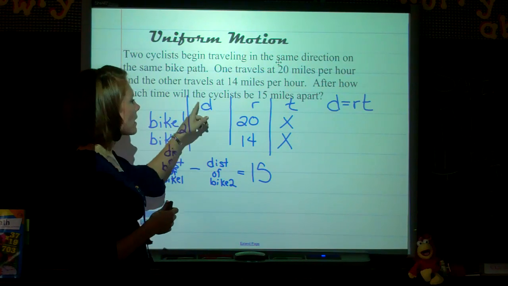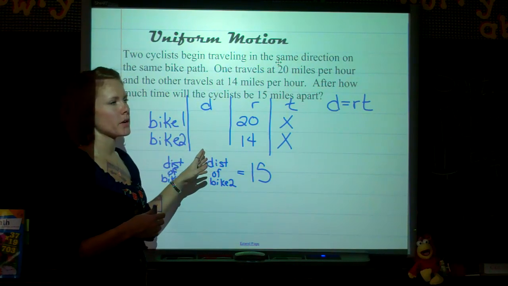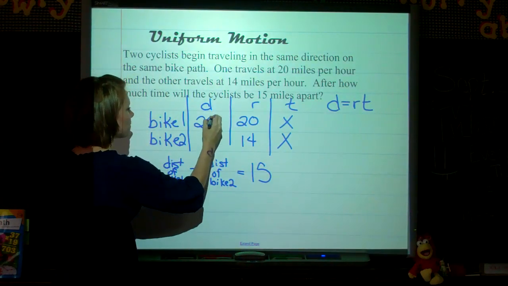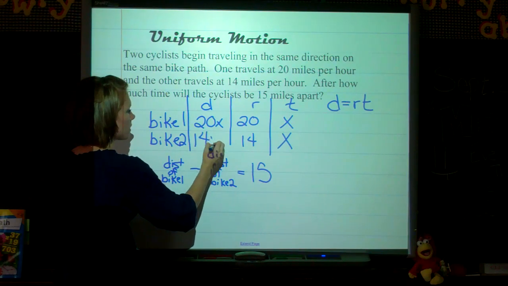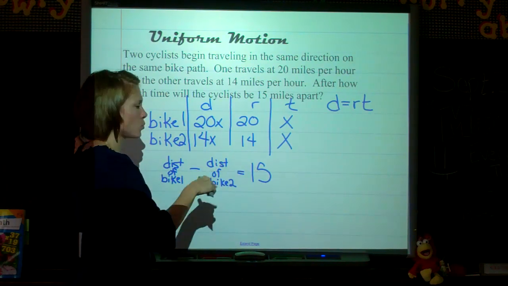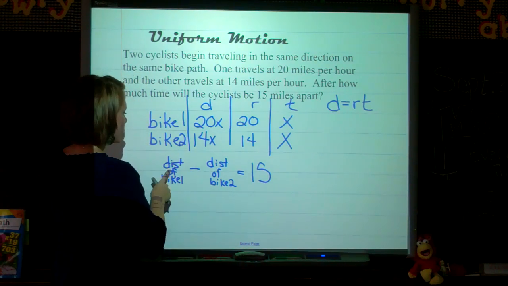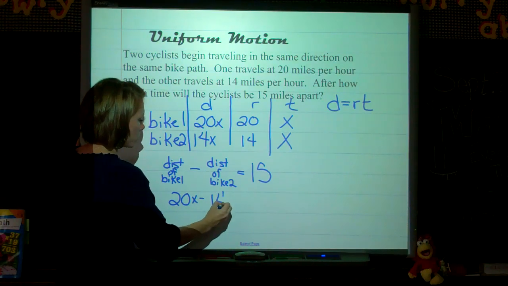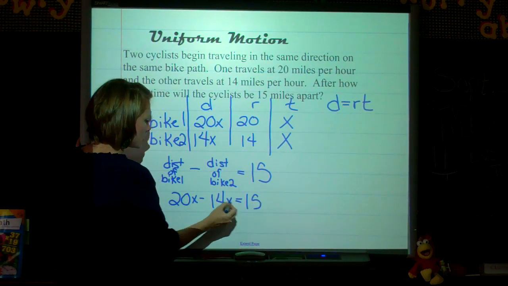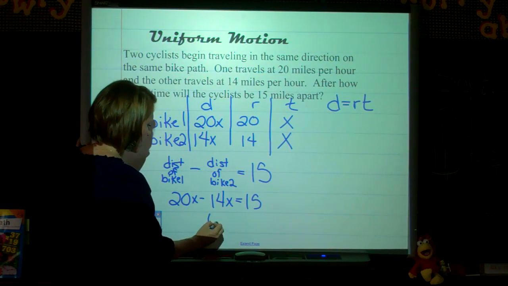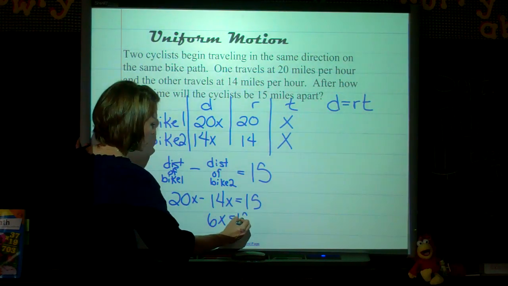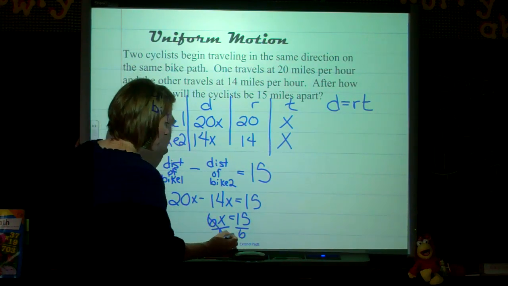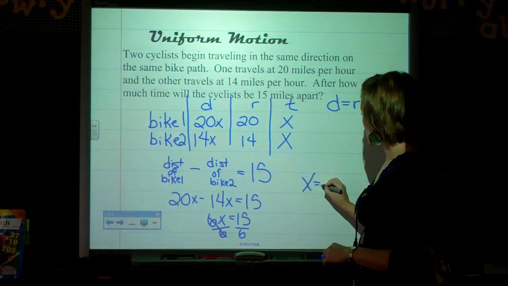Now distance, I don't have anything here, but I don't want to introduce another variable. So that's where this formula comes in. I know distance is rate times time, so I'm just going to multiply. And since I already took the time to write the equation in words, all I have to do is substitute. So the distance of bike 1 is going to be 20x. The distance of bike 2, 14x. So the difference has to be 15. So when I subtract, I get 6x equals 15. Divide both sides by 6, or multiply by their reciprocal. And I'm going to get x equals 2.5.